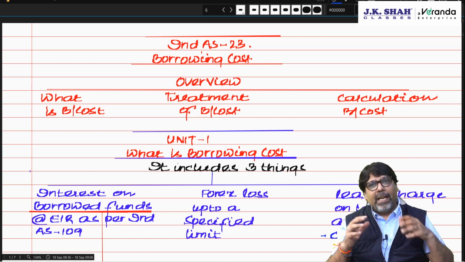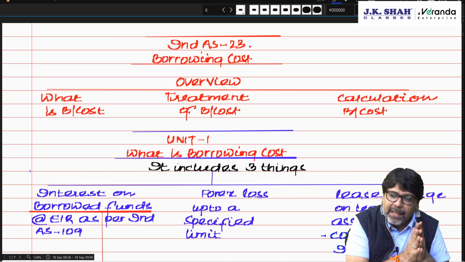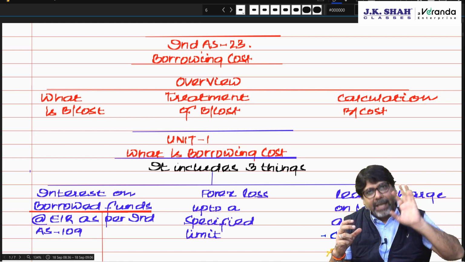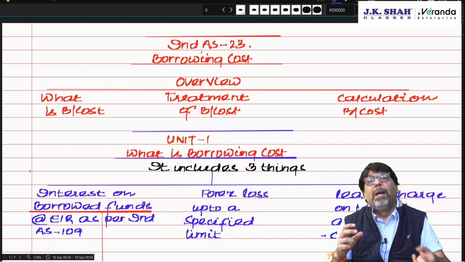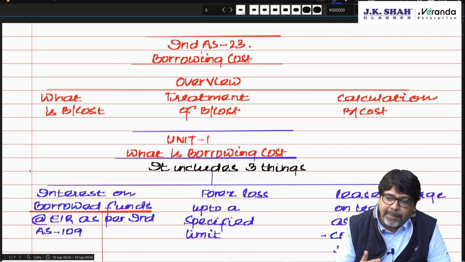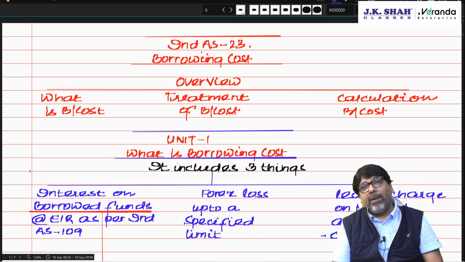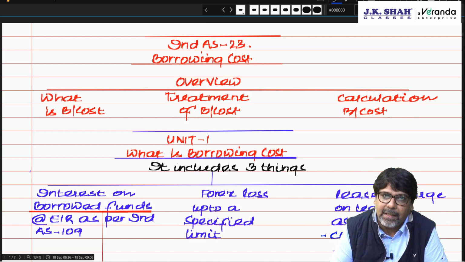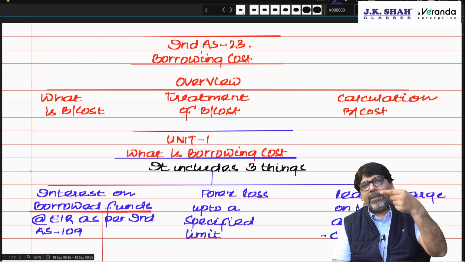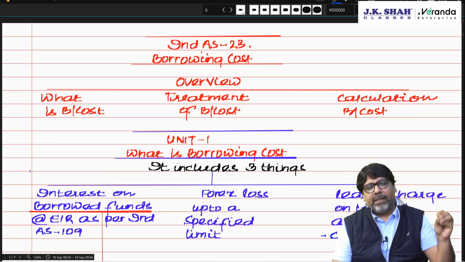So the standard gives us that a part of that forex loss can also be capitalized. What part we'll study in little detail later on. So in case of interest on foreign borrowings, whether to be capitalized or not, we'll discuss. But a certain part of forex loss can also be capitalized. Third is lease charge on leased asset. That is interest which we pay on lease, but that is covered by a separate standard, Ind AS 116. So basically we are covering two things over here: interest on borrowed funds calculated at EIR as per Ind AS 109 and forex loss up to a specified limit.